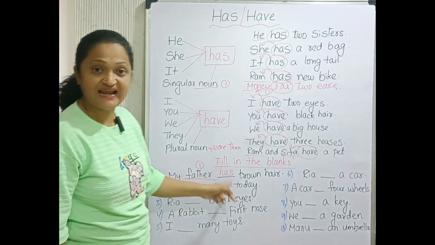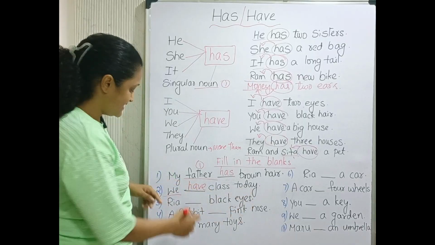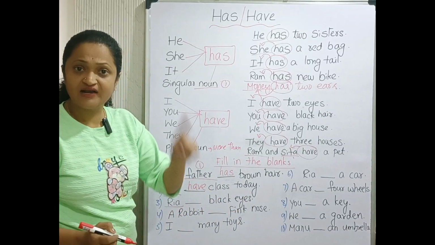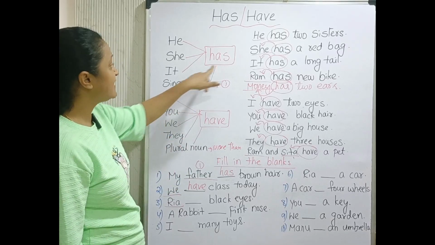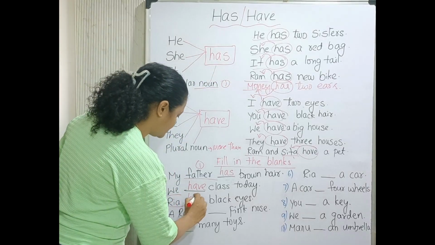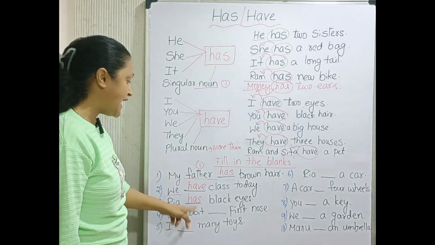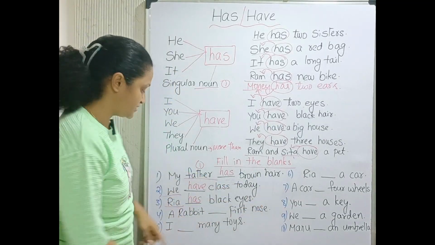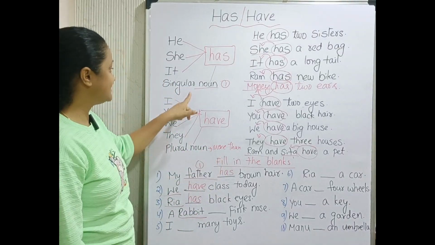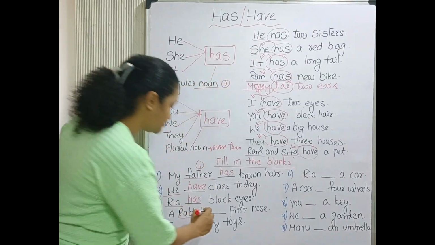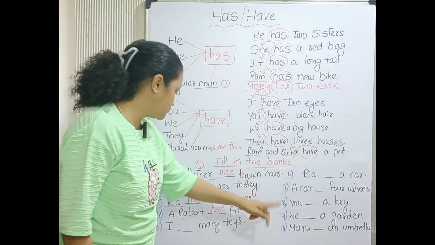We have class today. Riya dash black eyes. How many girls are there? Only one. Riya is one girl. So, with singular noun, has is used. Riya has black eyes. A rabbit dash pink nose. Only one rabbit is there. It's a singular noun. So, has is used with a singular noun. A rabbit has a pink nose.